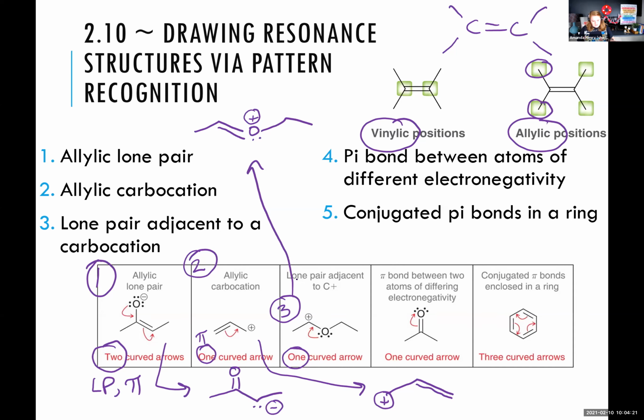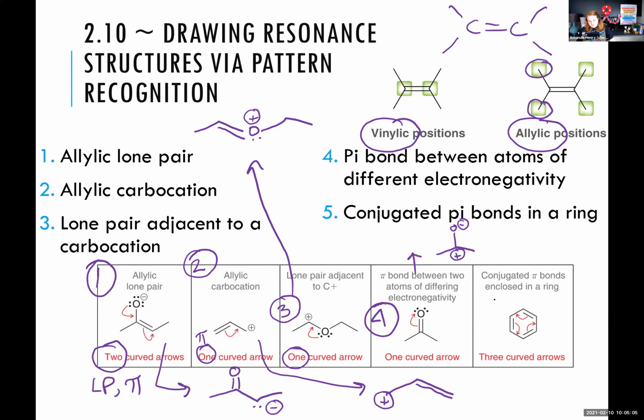Number 4, a pi bond between atoms of different electronegativity. So this one is pretty generic, but it just means that we have a double bond, could be a triple bond, but we just don't see those as often. So a double bond between 2 different atoms. The most common is a carbon-oxygen double bond. So the arrow is going from the pi bond onto the more electronegative atom. So we end up with a negatively charged oxygen, a positively charged carbon.